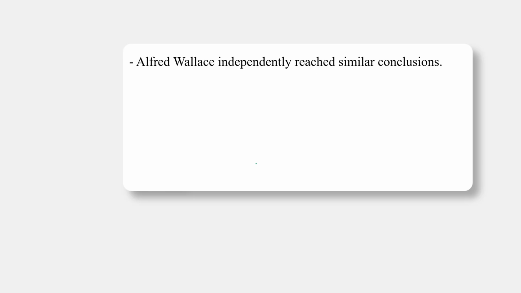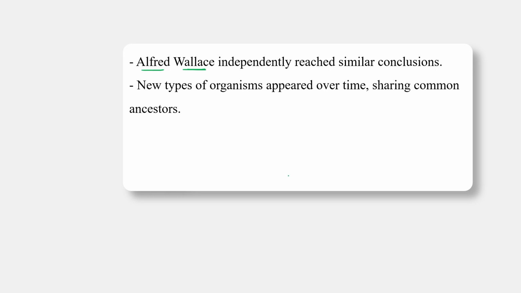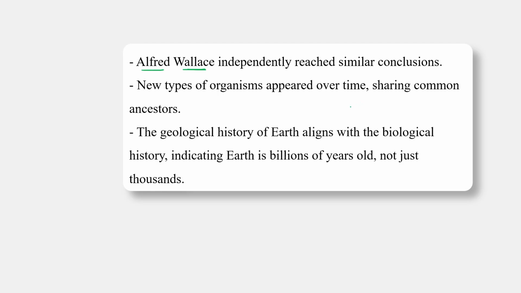Right? Another scientist known as Alfred Wallace also independently performed the same kind of observation, and he also concluded the same result as Darwin. He observed that some new types of organisms also appeared over time, sharing common ancestors. So the geographical history of earth is aligned with the biological history of earth, which is billions of years old, not just thousands.